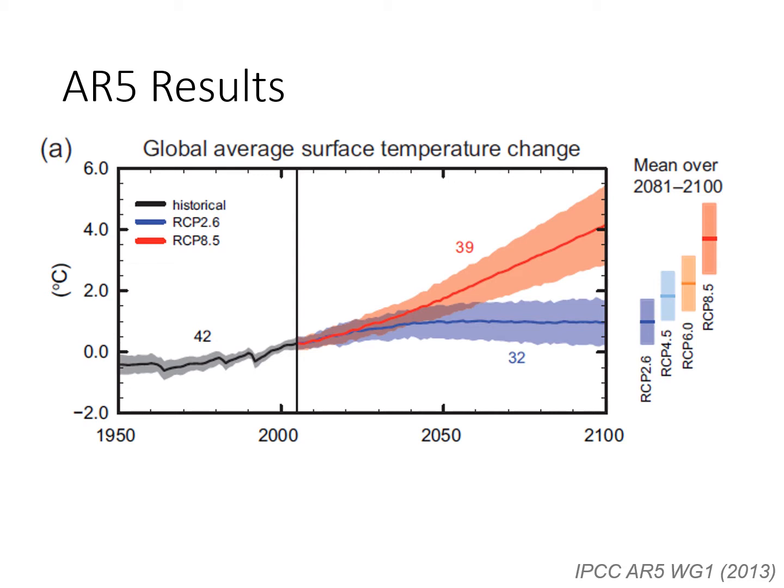What is the temperature in 2100 for each scenario? For the RCP 2.6, it is 1 degree Celsius, and for the RCP 8.5, it is 4 degrees Celsius. Do you think this difference matters? Why? Which representative concentration pathway do you think we should be trying to follow?